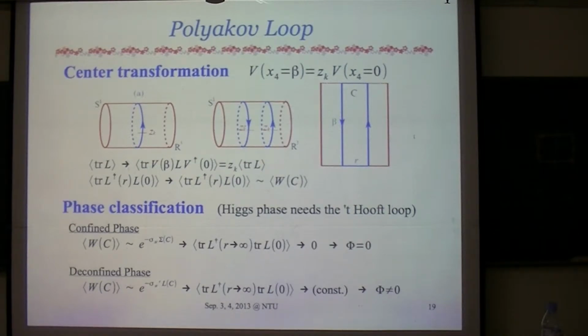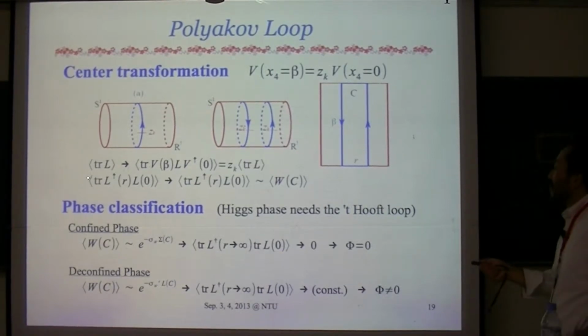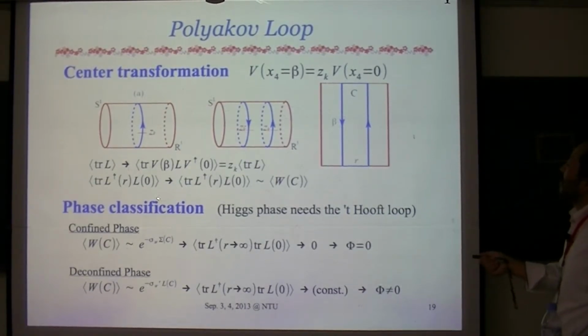On the other hand, if you compute the Polyakov loop correlation function, with the upward and downward configurations, then z_k comes from this configuration and z_k star comes from this configuration, and as a combination, this is invariant under this transformation. And so if you compute the Polyakov loop correlation function, it is non-zero even in the confined phase, where center symmetry is not broken.